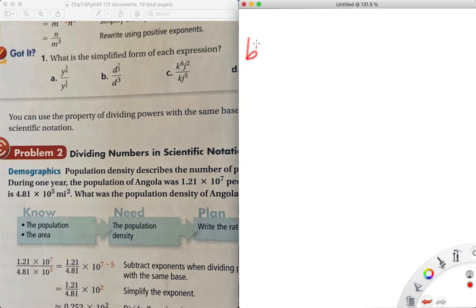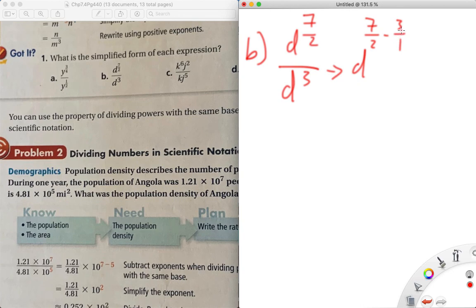B, we have d to the 7/2 over d to the 3rd, which is d to the 7/2 minus 3. I'm going to write it as 3/1. I will multiply top and bottom times 2, and that would get me 6/2. So 7/2 minus 6/2 gives me d to the 1/2 power.